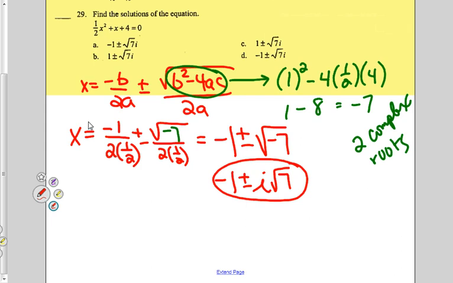Another note that I wanted to make was that 29 had two answers. A and D are both the same, and they're both right. That won't happen on the final. There's one answer. That concludes problem 29.